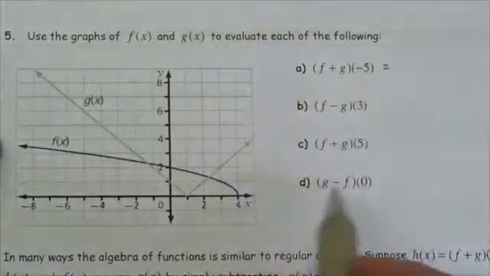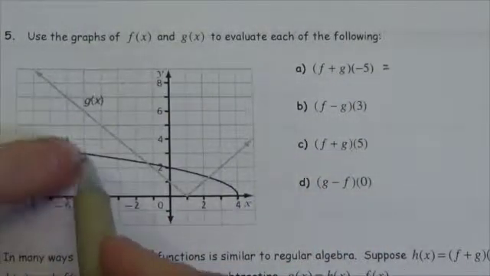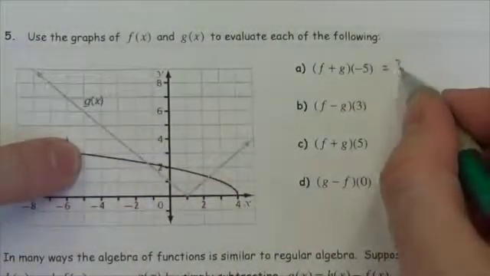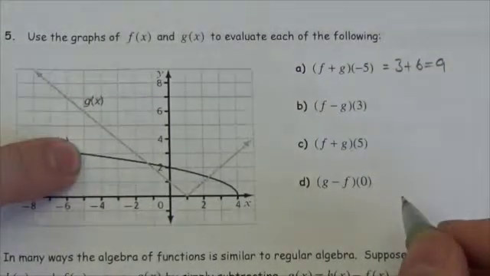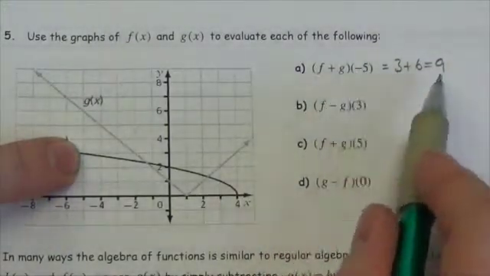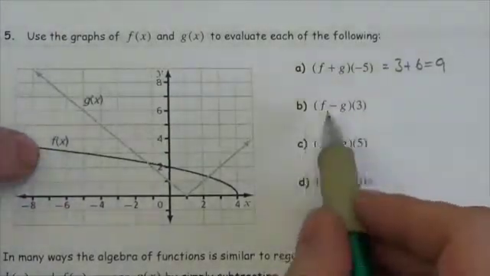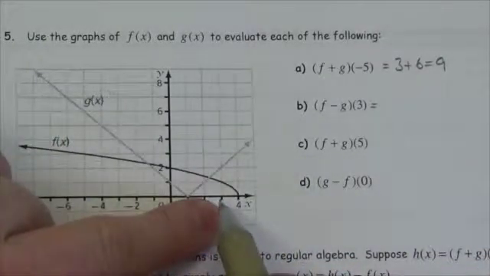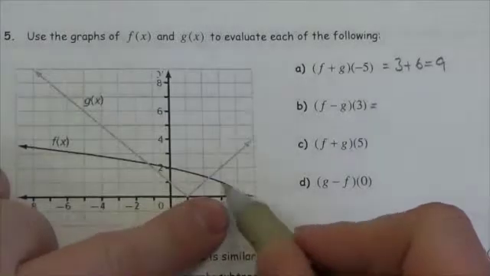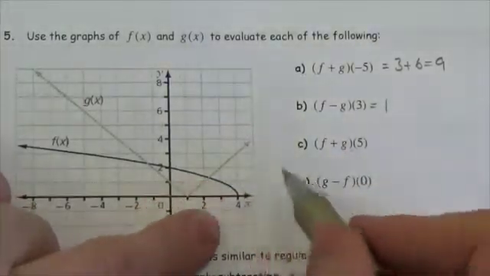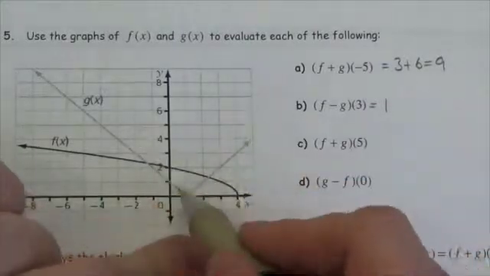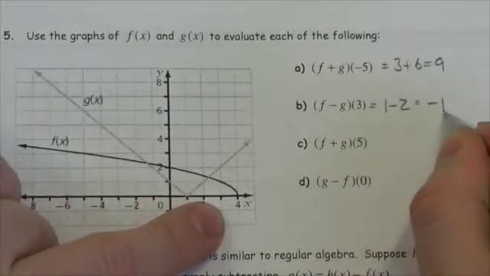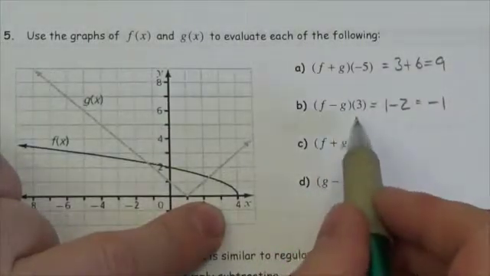So at negative 5, this means x is negative 5, f is 3, and g is 6. So this is going to be 3 plus 6, or 9. So f plus g evaluated at negative 5 is going to be 9. Now, f minus g at 3. That means the x coordinate is going to be 3. So I come over here to 3. F is the dark one, so f at 3 is 1, minus g of 3. Well, g of 3 is the absolute value here, so g of 3 is going to be 2. So 1 minus 2, the answer is negative 1. F minus g of 3 is going to be negative 1.